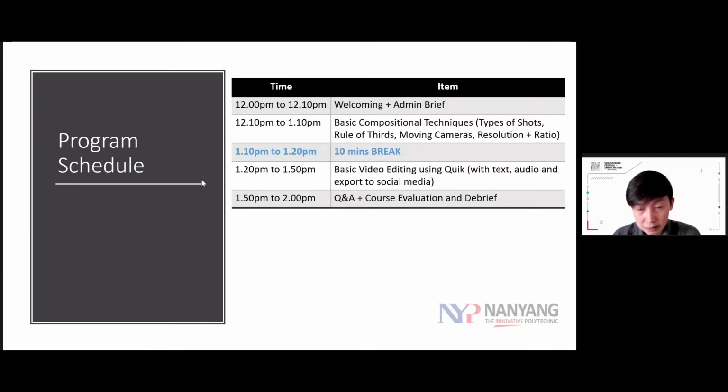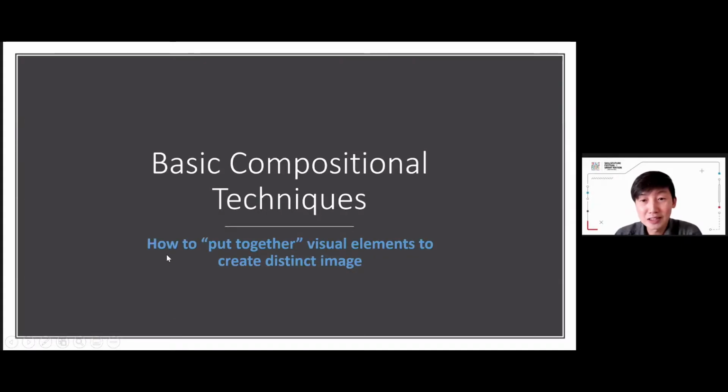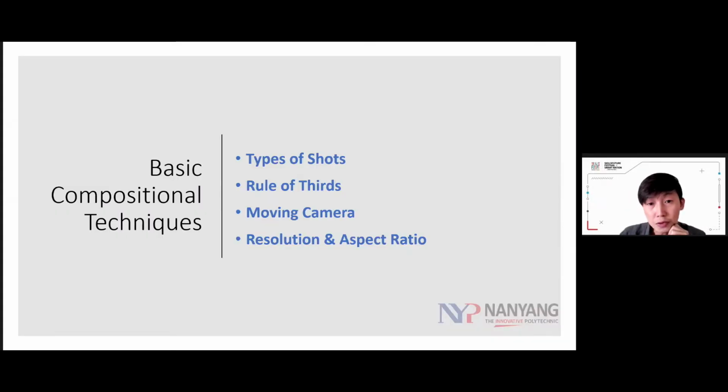So let's proceed with the first part, basic compositional techniques. Here you will learn how to put together the visual elements to create a distinct image. These are the 4 areas that I'll be covering. Basically, these are the basics for you to start with if you are very interested in video photography, video camera, video editing and so on. I'll be covering types of shots, rule of thirds, moving cameras, resolution, and aspect ratio.